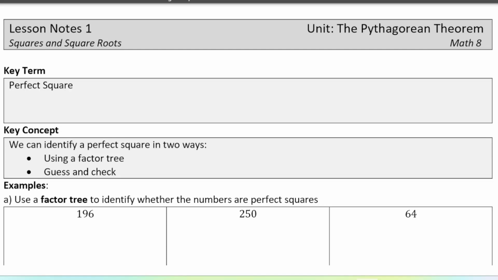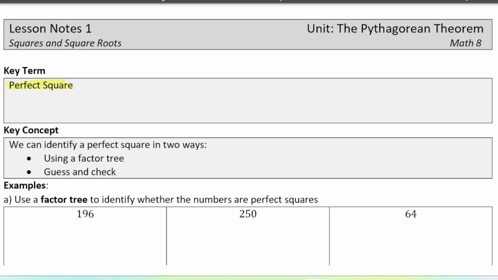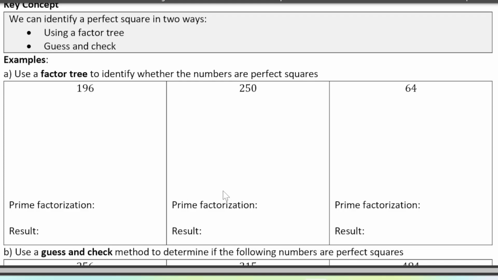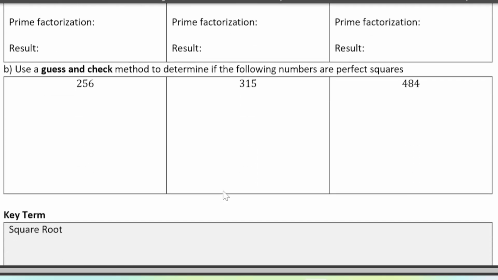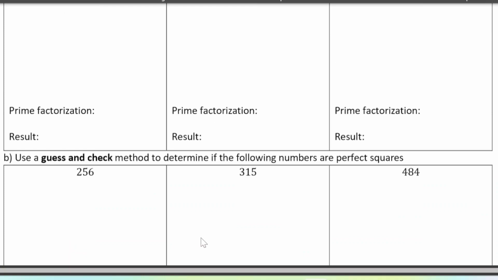All right, this is lesson 1 of the Pythagorean Theorem unit. We're looking at squares and square roots today. This lesson's kind of in two parts. The first part is all about perfect squares. Let's just have a look at the structure of this lesson. We're going to be determining whether certain numbers are perfect squares or not. And then the second part of the lesson, we're going to be looking at square roots. We're going to be evaluating them and then estimating them.